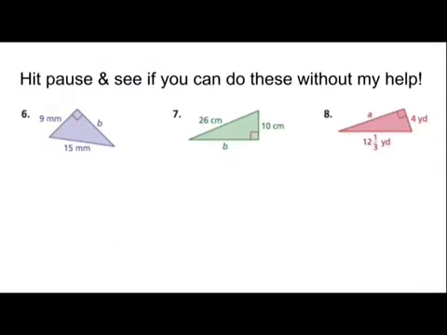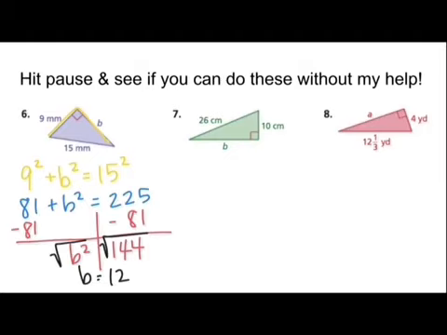All right, for these 3, hit pause and see if you can do these without my help. I'll work them one by one. Just be really careful to make sure that you're looking at what you know and what you don't know. So for example, this first one, you know one of the legs, but you don't know the other. So you're going to set it up as 9 squared plus b squared equals 15 squared. And then you're going to solve for your b. So hit pause, see if you got them right.